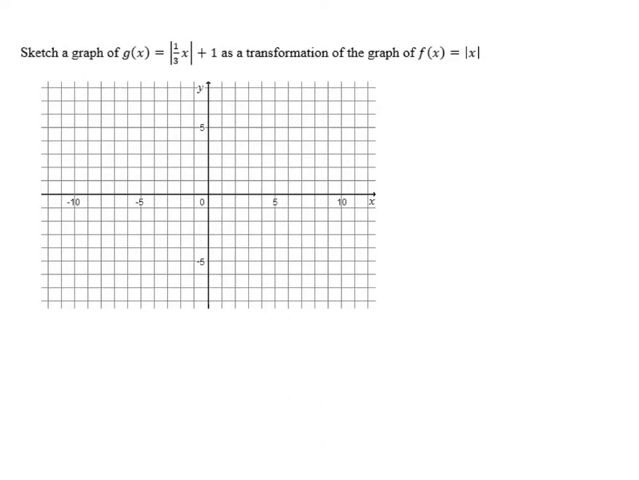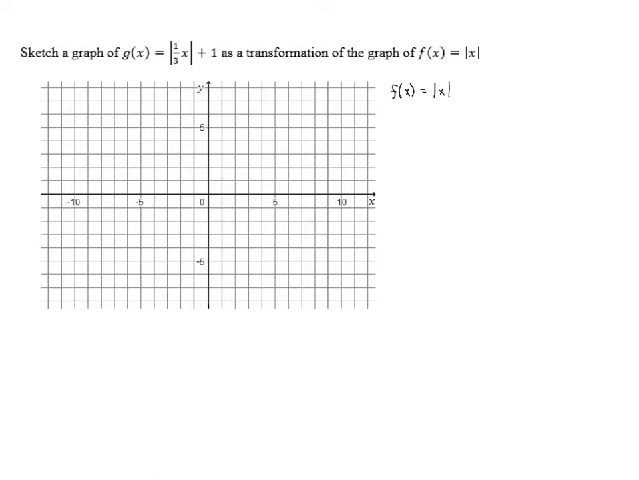Sketch a graph of g of x equals the absolute value of 1/3 x plus 1 as a transformation of the graph of f of x equals the absolute value of x. Let's start with f of x and see how we can transform the equation to turn it into g of x.